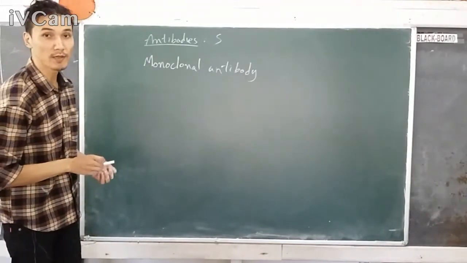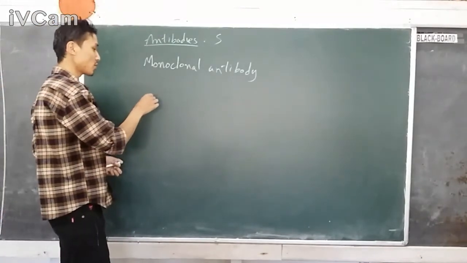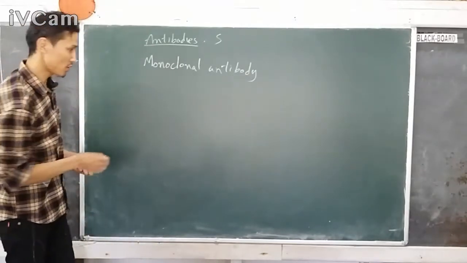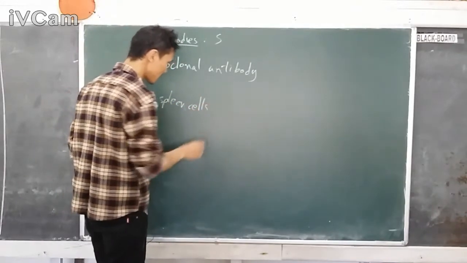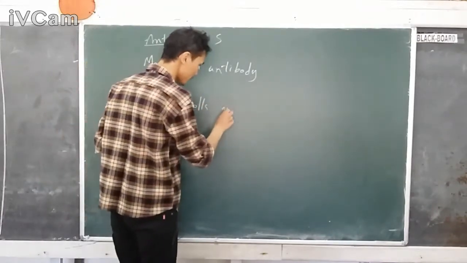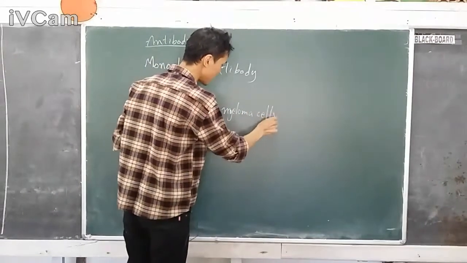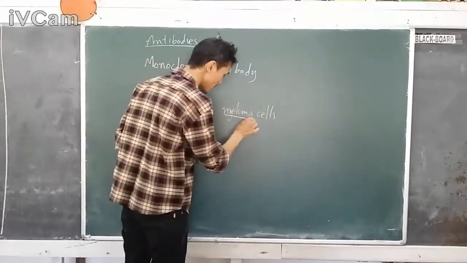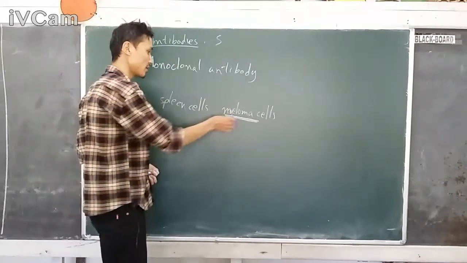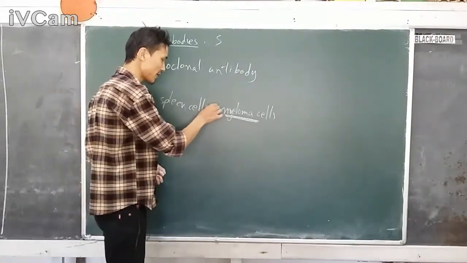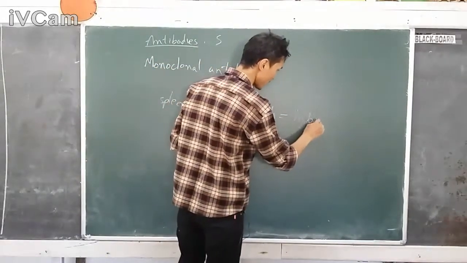So how monoclonal antibodies are produced is, we infect a mouse with a particular pathogen. Once the mouse has been infected, it will produce antibodies only against that particular pathogen. So we select the spleen cells and fuse them with myeloma cells. Myeloma cells are cancerous cells, basically tumor cells. So spleen cells plus myeloma cells produce a hybrid cell called hybridoma cells.